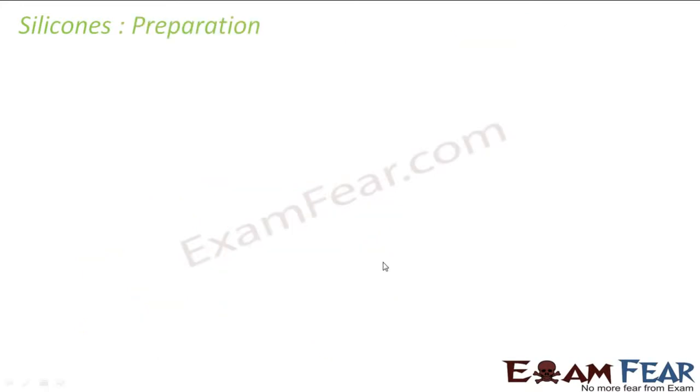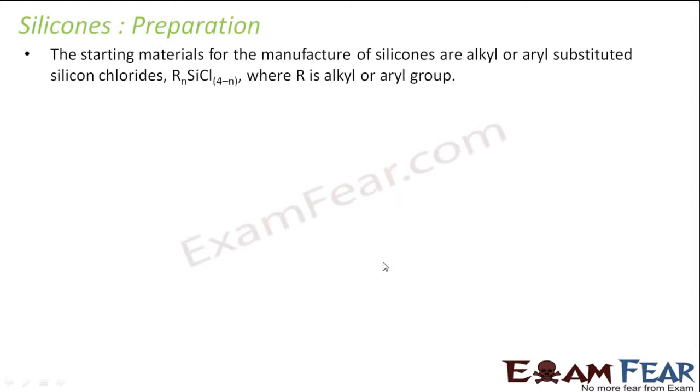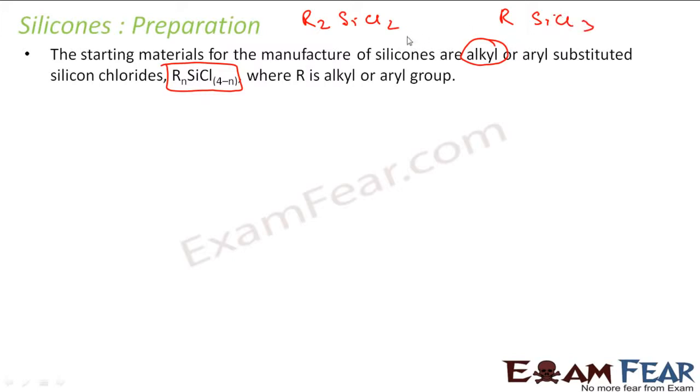Since silicones are important, let's try to understand their preparation. The starting material for the preparation of silicones is alkyl or aryl substituted silicon chloride. For example, if n is equal to 2, it is R2SiCl2. If n is equal to 1, it is RSiCl3, something of that form. Here R is an alkyl or aryl group, such as methyl, ethyl or aryl. That is the starting material.